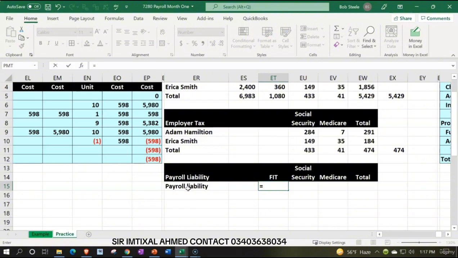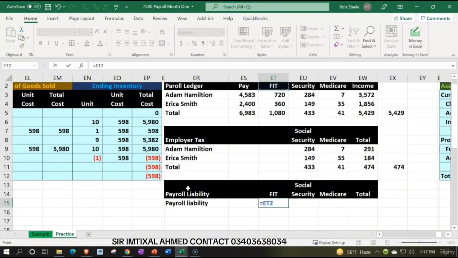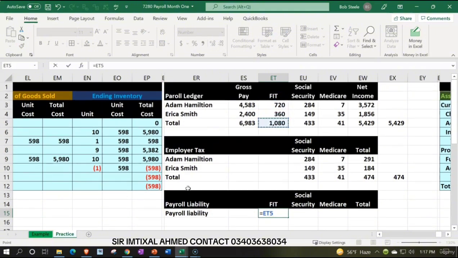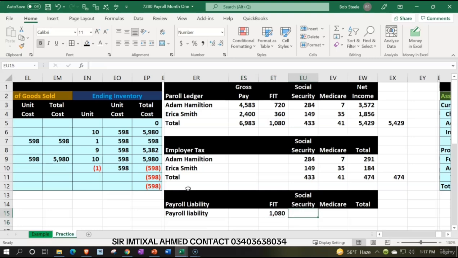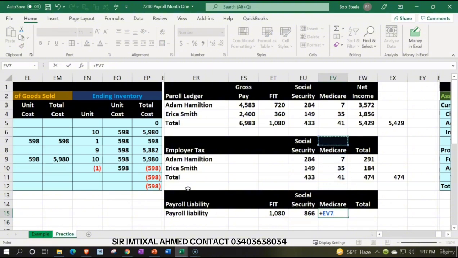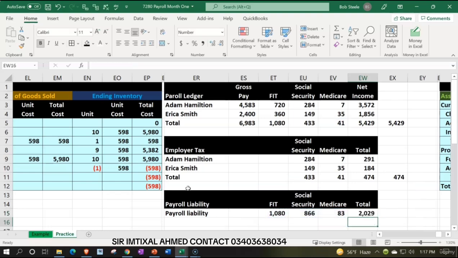Okay, so the FIT is just going to be the employee tax. It's not our tax. The Social Security is the employee tax plus the employer side. The Medicare is the employee plus the employer side. Summing these up is going to be this way. You can't double check by adding these two because you have that FIT, which is, you have a difference between the two.